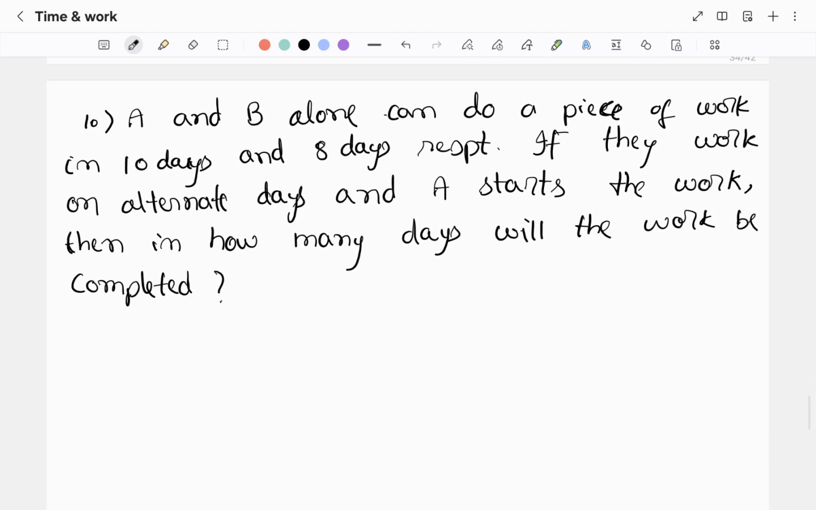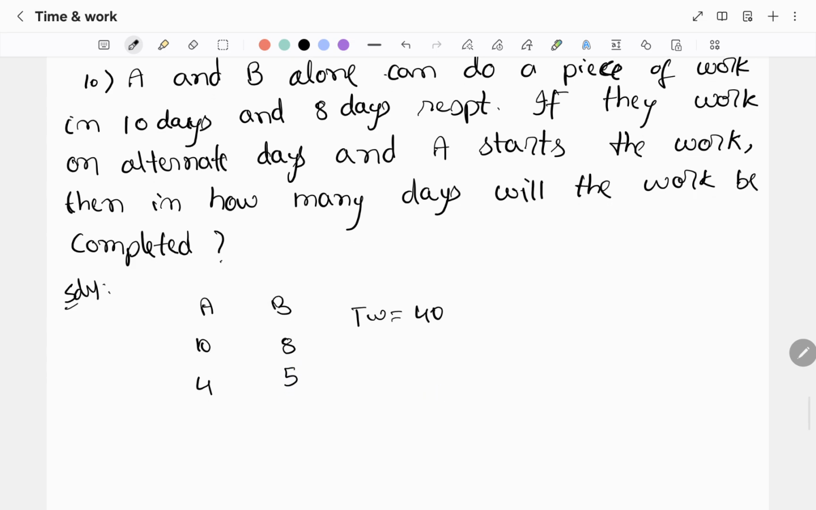A and B alone can do a piece of work in 10 days and 8 days respectively. If they work on alternate days and A starts the work, then in how many days will the work be completed? Alternate days, A and B can do a piece of work in 10 days, 8 days. So total work is 40 parts, the LCM of 8 and 10. 10 fours, 8 fives. Alternate days, A starts the work.